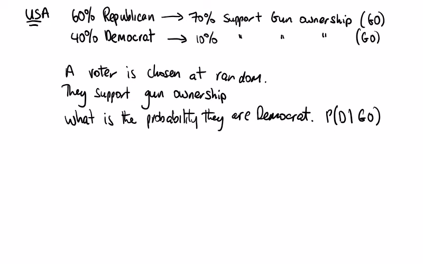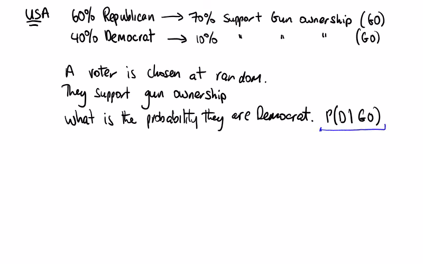Okay, so take this question into your copies. Probably a little bit trickier than the other two. So 60% in the USA are Republican, 70% of them support gun ownership, 40% are Democrat, and 10% of them support gun ownership. So we're told that a voter is selected at random and they announce that they support gun ownership. What is the probability that they are Democrat? So we're looking for the probability of Democrat given gun ownership.